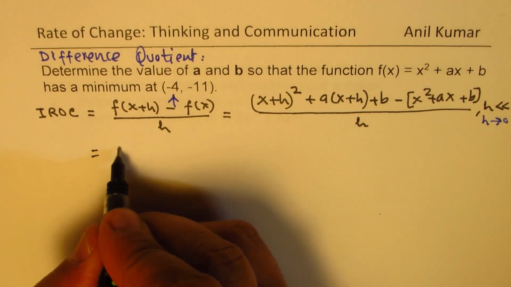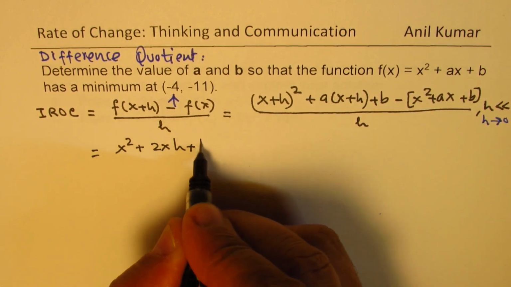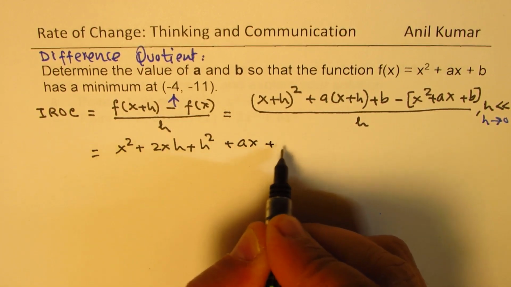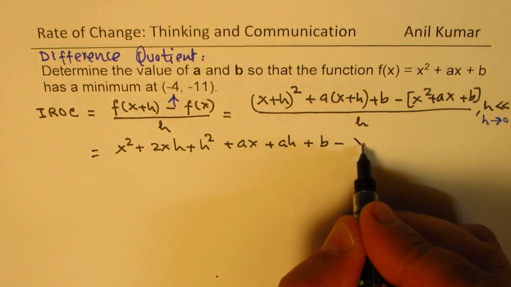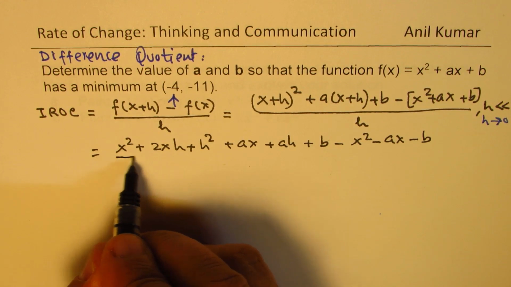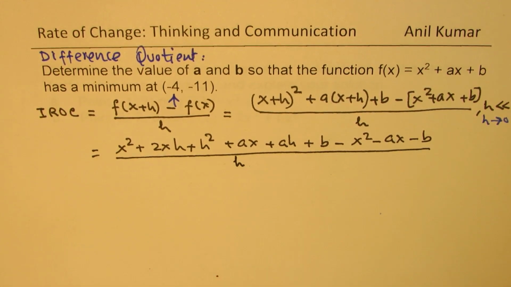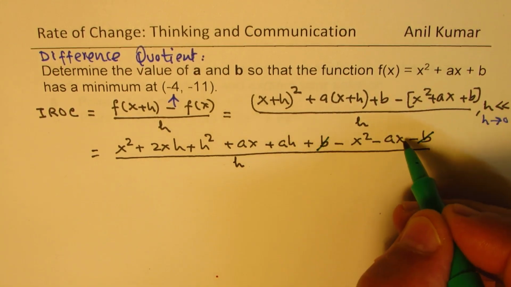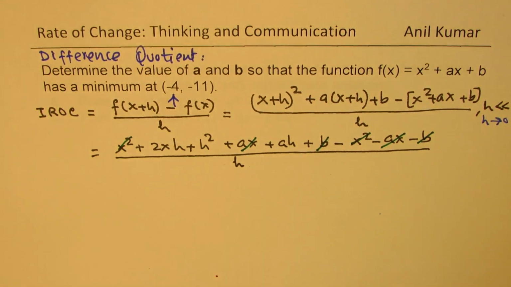So let's expand this. We get x squared plus 2xh plus h squared, and here we have plus ax plus ah plus b, minus all this, which is minus x squared minus ax minus b, everything divided by h. You'll always notice that these three terms will cancel. If they don't, that means something wrong has already occurred.